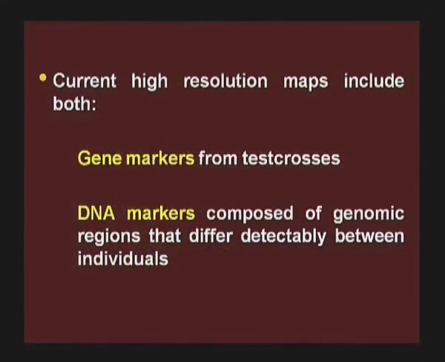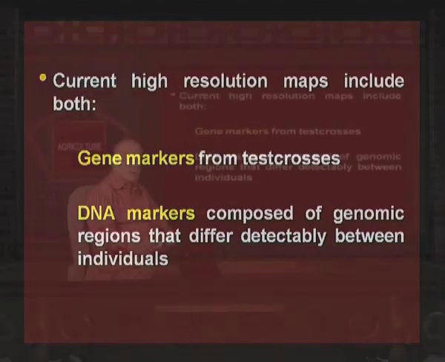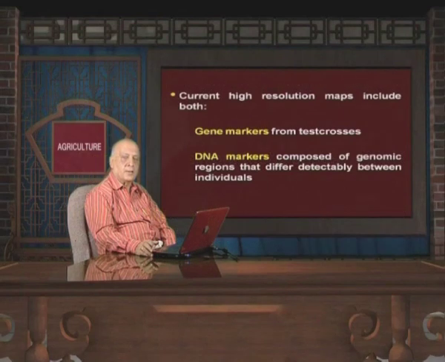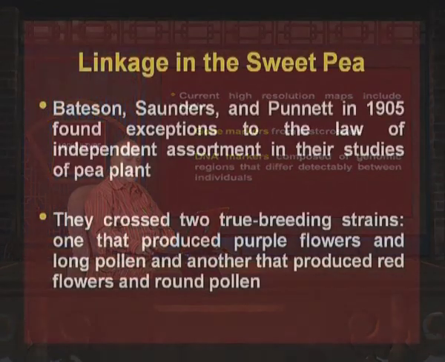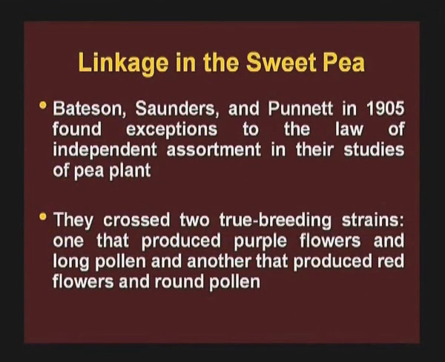The current high resolution maps include both the gene markers from the test crosses and DNA markers composed of genomic regions that differ detectably between individuals. The gene marker concept and the DNA marker concept is an advancement in genetics which is based on linkage and crossing over researches. Linkage in the sweet pea.